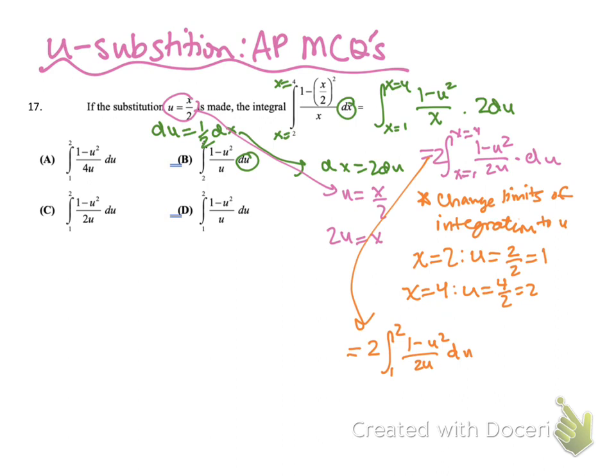You'll notice this doesn't look like any of the ones that I have there. However, you will see that there's a 2 on the bottom of my fraction, and there's a 2 up here. If you pull out the 2, it cancels with the 2 on the bottom, so it ends up being just 1. So we're going from 1 to 2 of 1 minus u squared over u du. And you can see that the answer for this is D.